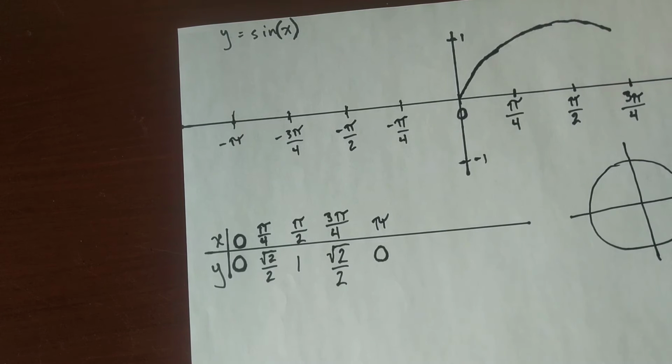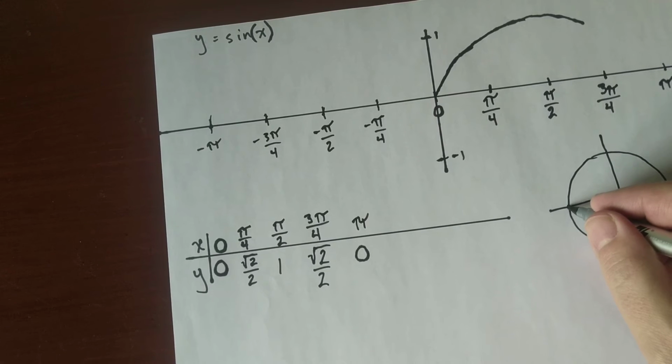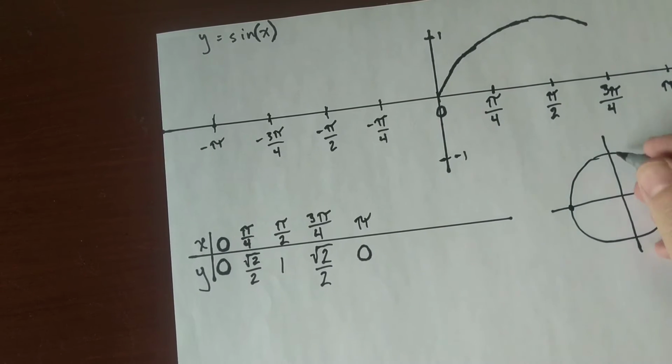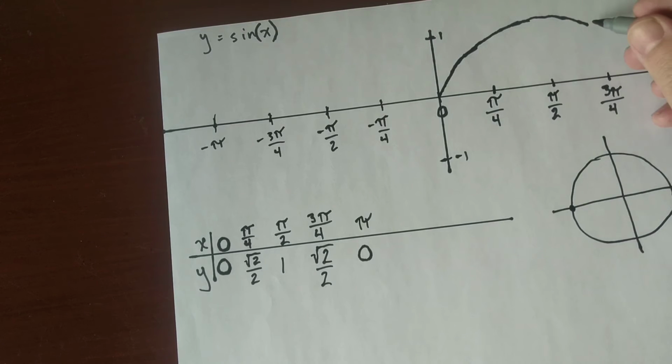Actually, I'm going to draw that really quick. So here we are, we're right at 1, 0. And remember, the sine is the measure of the vertical axis, so we're back at 0 when we get to pi.